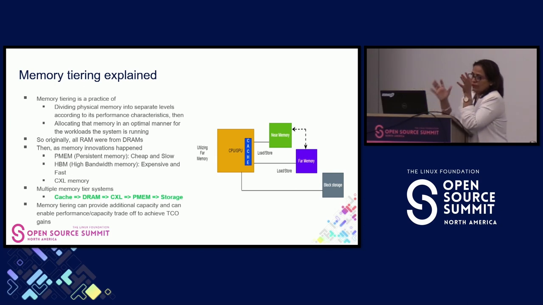to achieve TCO gain. So here, the CPU is connected to near memory, which is attached near to the CPU, that is the DDR memory. And the far memory can be the other tiers that might be CXL or persistent memory, and eventually the storage, which comes with bigger capacity, but with huge latency numbers.